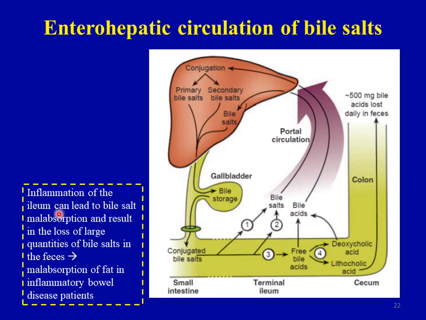Inflammation of the ileum can lead to bile salt malabsorption and results in the loss of large quantities of bile salts in the feces. And as we lose that bile acid pool, there will be malabsorption of fat in the inflammatory bowel disease patient, because this will lead to a dramatic decrease in the total bile acid pool in the body. So the amount that is involved in enterohepatic circulation will be much less.